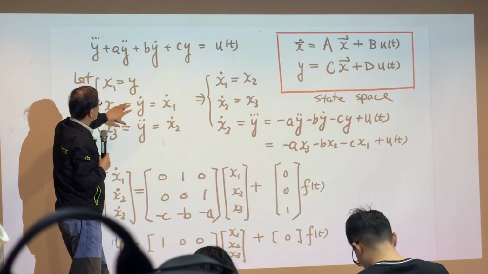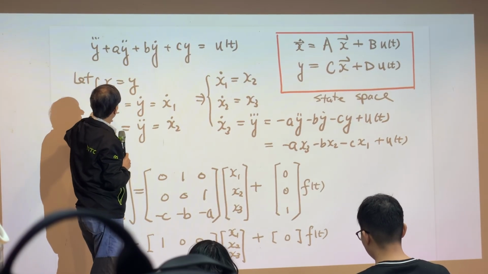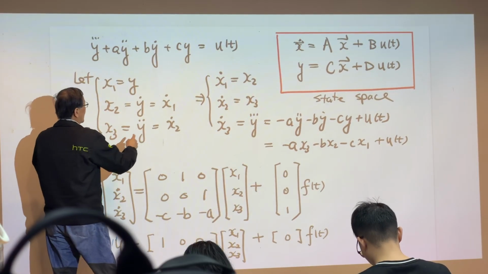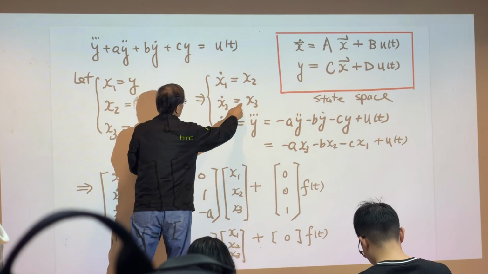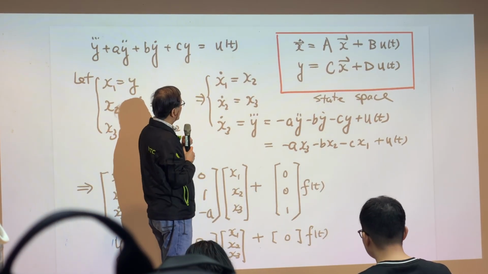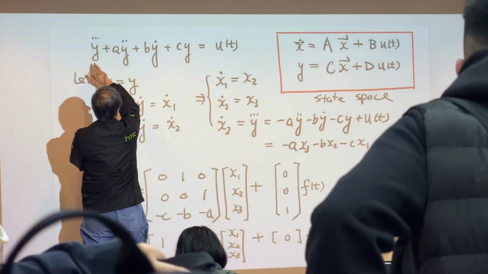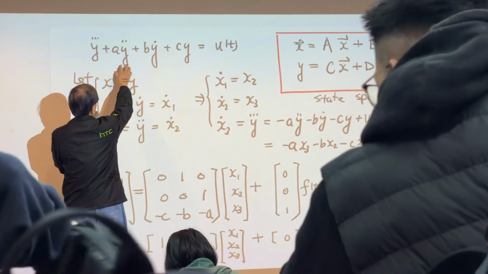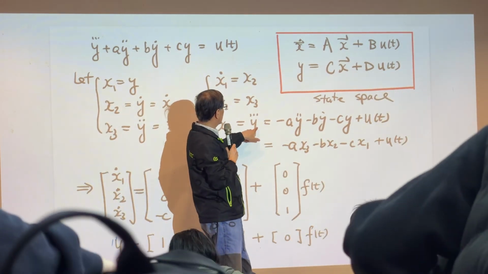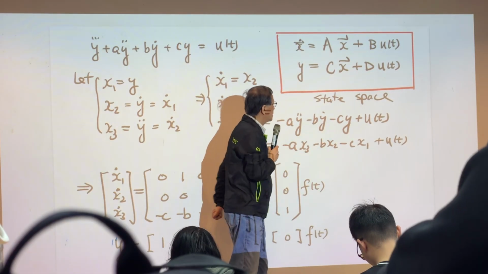Now, through this equation, let's go over to this side. x1 dot equals x2, right? And then x2 dot equals x3, right? However, if we take x3 dot, that becomes y triple dot. Then y triple dot from this equation, moving these terms to the right, becomes y triple dot equals x3 dot equals minus a y double dot minus b y dot minus c y plus u(t).